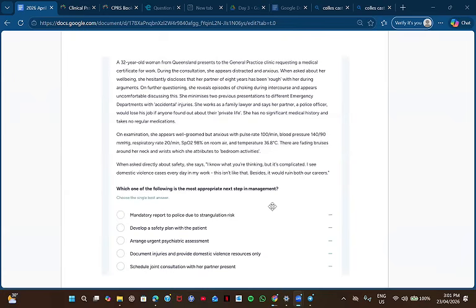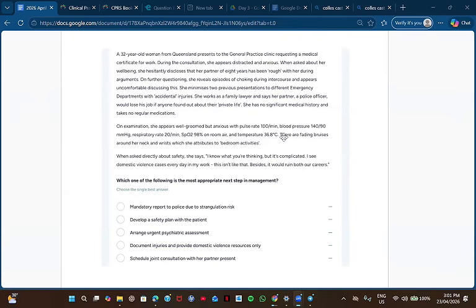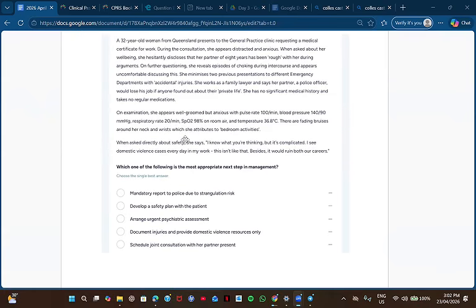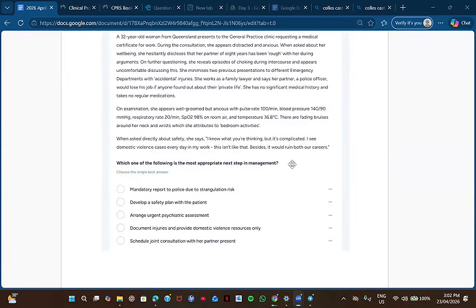She has no significant medical history and has taken no regular medications. On examination, she appears well groomed and anxious, pulse is 100, blood pressure a little bit high, 140 over 90, SpO2 98. There are fading bruises around her neck and wrist, which she attributes to bedroom activities. When asked directly about safety, she says, I know what you are thinking, but it's complicated. I see domestic violence cases every day, because she's a lawyer, right? In my work, this is not like that. Besides, it would ruin both our careers. Which one of the following is the most appropriate next step?